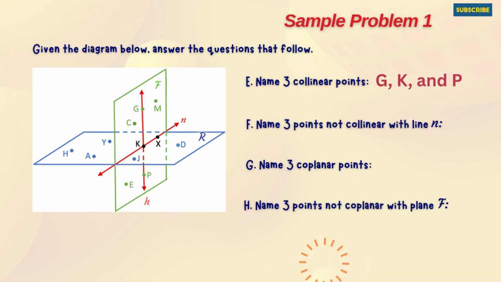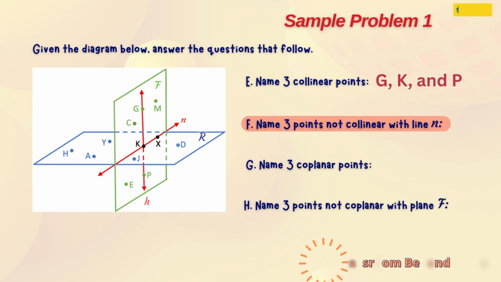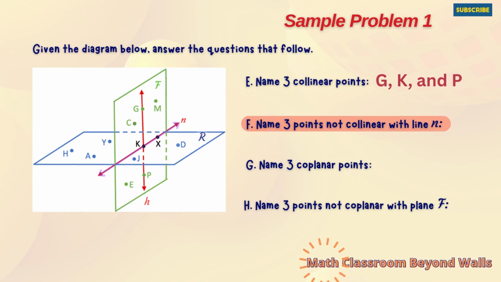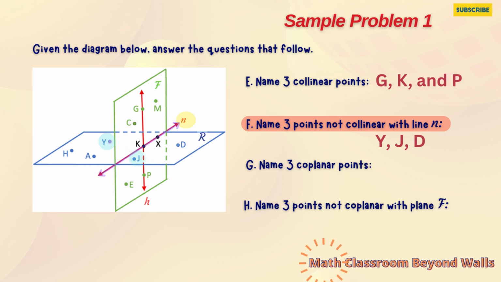Let us move on to question F. Here, we're to name 3 points not collinear with line N. Points not collinear with line N means points that are not on line N, right? Let us look for line N first. This is line N. Now, we look for points that are not on line N. Let's go. So, points Y, J, and D are not on line N. These points are not collinear with line N.